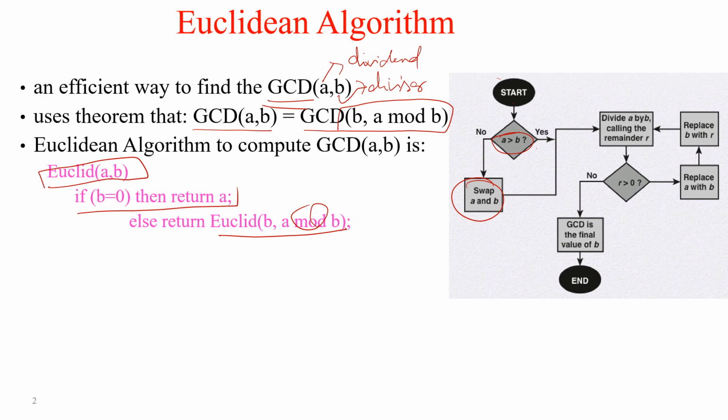If yes, we divide A by B and call the remainder R. Then we check whether the remainder is greater than 0. If no, the GCD is the final value of B and we end the algorithm. If R is greater than 0, we replace A with B, then replace B with R, and again divide A by B, call the remainder R, and check the condition. Once the remainder becomes 0, we stop and we have obtained the GCD. Let us see the example.